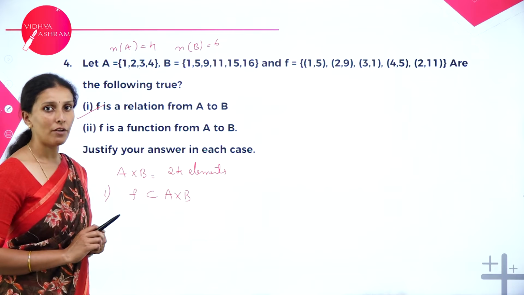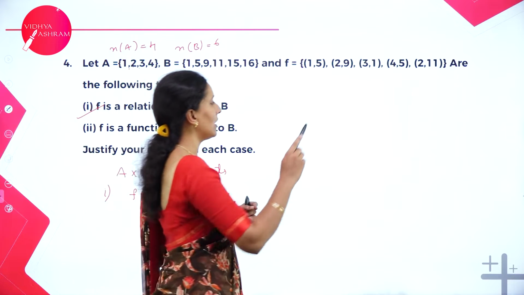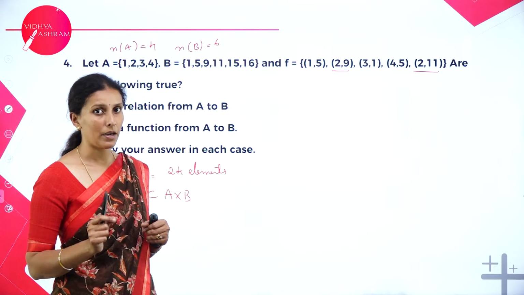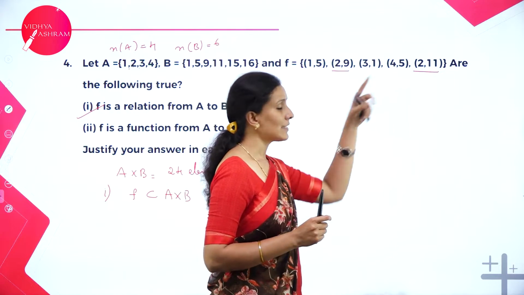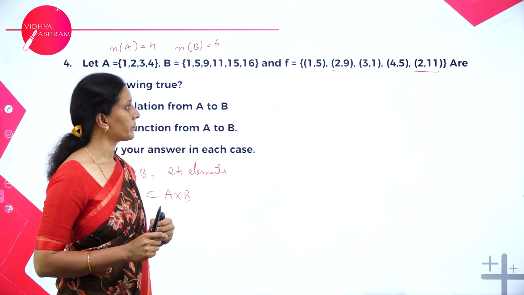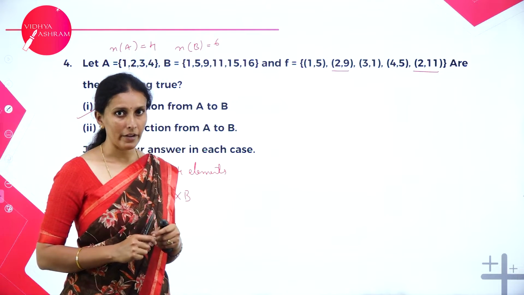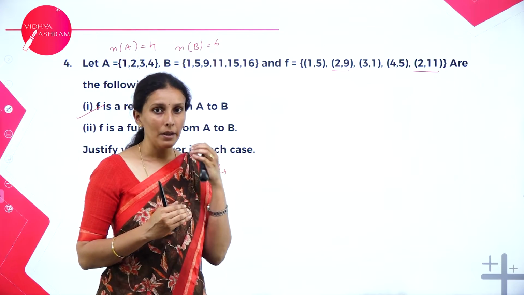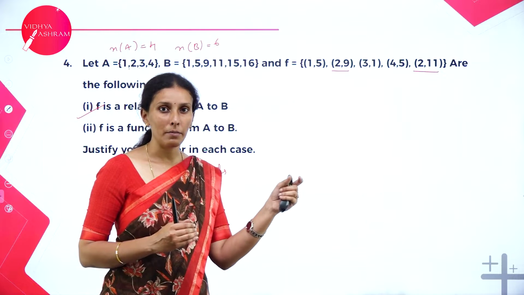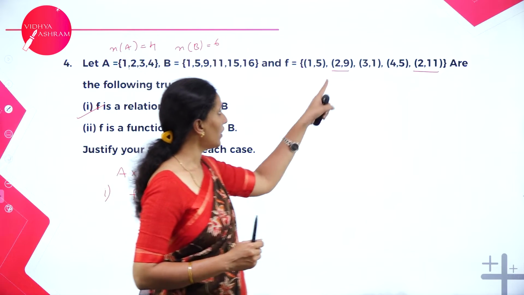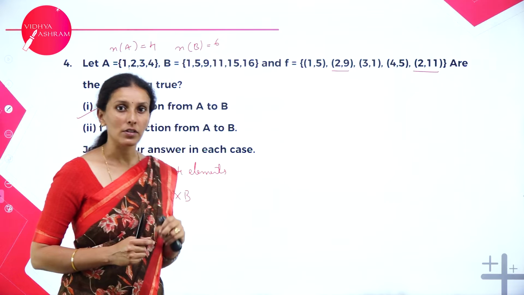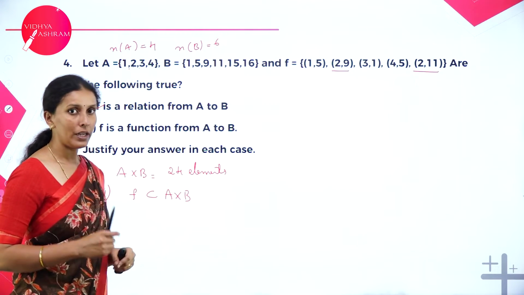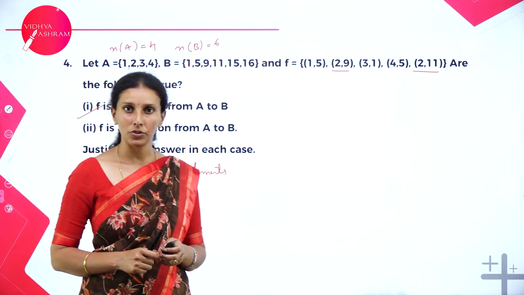Now, they are asking one more question. Is F a function from A to B? Clearly, you can see here two ordered pairs contain the same first element, or we can say 2 has 2 images, that is 9 and 11. To define a function in a set, every element should have only one image in the codomain. But here element 2 has two images. So clearly we can say F is not a function from A to B. It is just a relation from A to B.